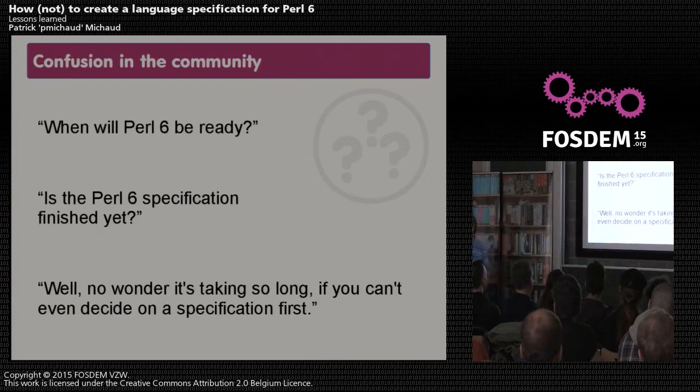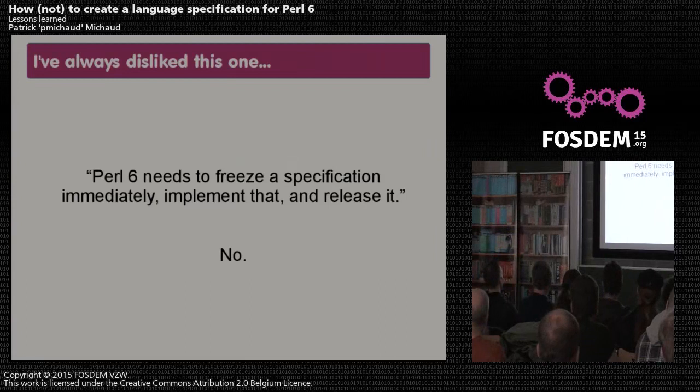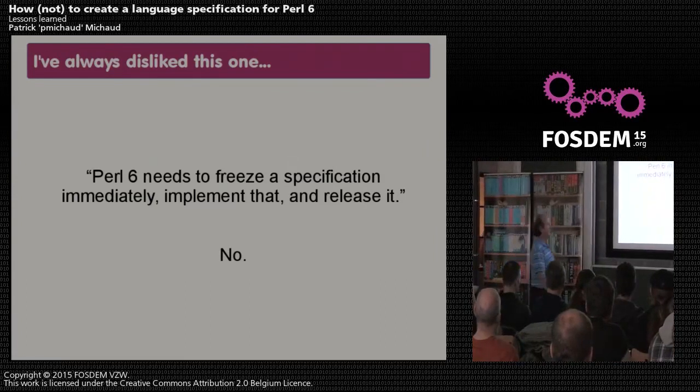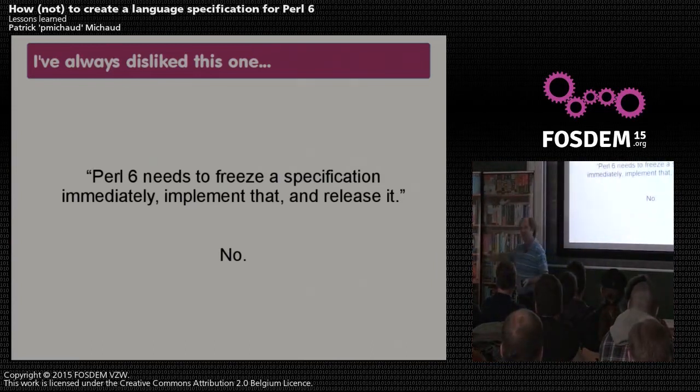And then it comes to my least favorite question in talking about Perl 6, or comment, that I will hear from somebody. They'll say, Perl 6 needs to freeze the specification right now, implement that, and then release it. To which my answer is no. That would be the wrong approach. But I cannot tell you how many times I've heard this in conversations about Perl 6, where very well-meaning people will say, the answer is to freeze the spec, implement it, release that, and then all of our problems will be solved.